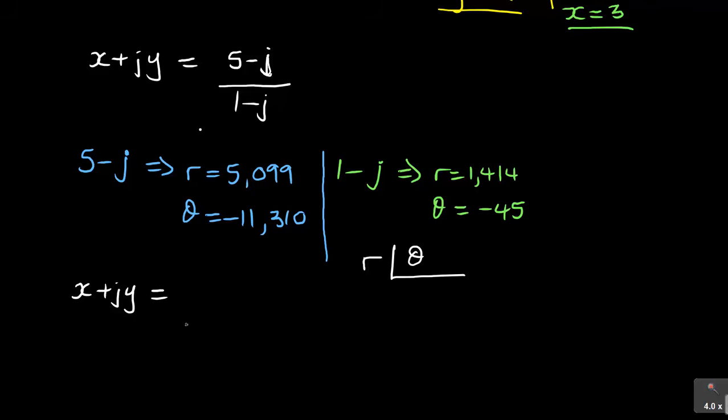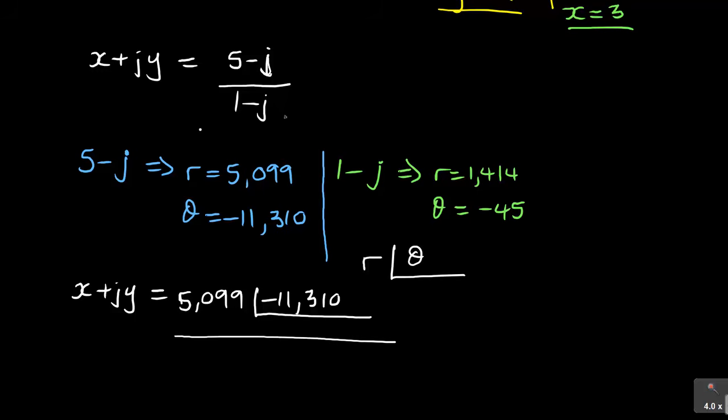So what I have, my r is equal to, in this case, 5,099, and then my theta is minus 11,310. So that's the first part. And then remember, I'm dividing by 1 minus j, which became r is equal to 1,414, and then I've got minus 45 in this case. So that's what I'm having here.